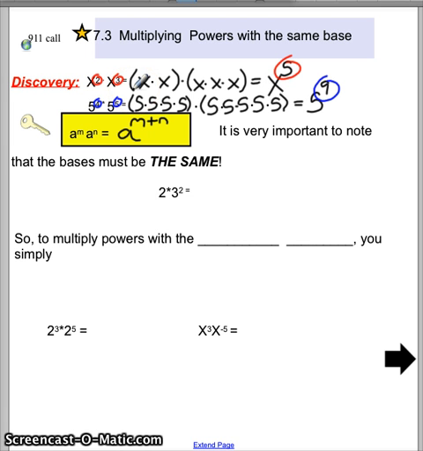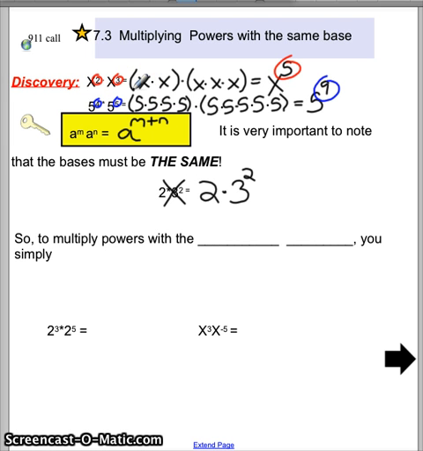Now, do realize the bases must be the same, okay? So in this example down here, 2 times 3 squared, we can't do anything with that. The 2 and the 3 aren't compatible, so we just have to leave that 2 times 3 squared. There's nothing we can do using our rule for that, okay? The bases have to be the same.